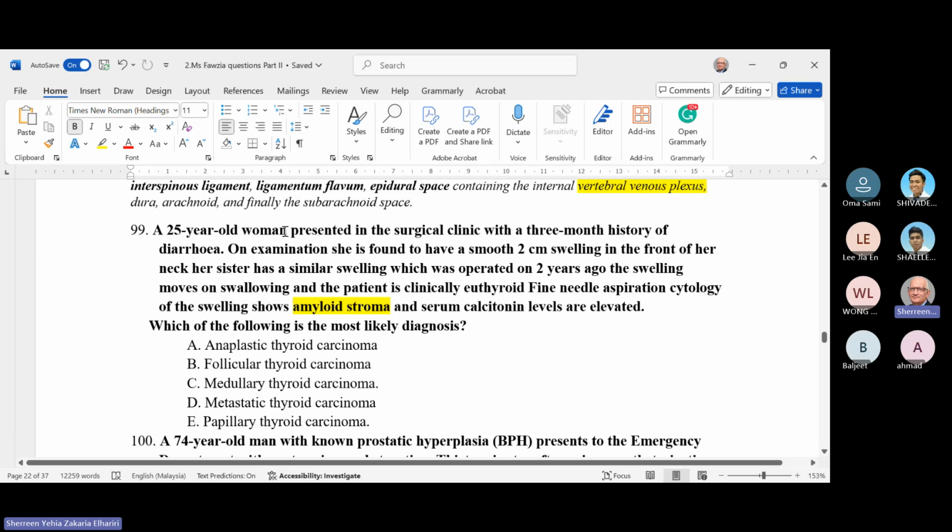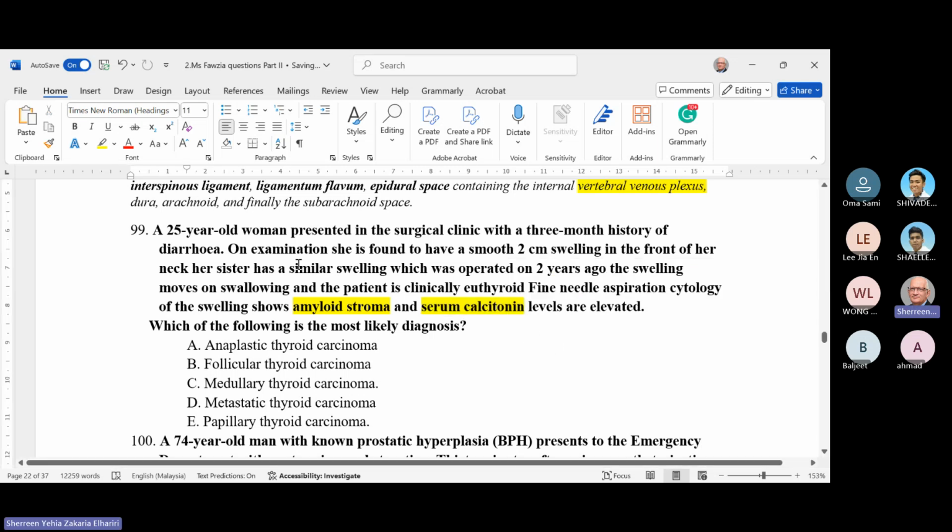It's a 25 years old woman, so she's young, presented to surgical clinic with 3 months history of diarrhea. On examination, they found a smooth 2 cm swelling in front of her neck. Her sister has a similar swelling, which was operated 2 years ago, and the swelling moves up with swallowing, so it is a thyroid. The patient is clinically euthyroid, fine needle aspirate cytology shows amyloid stroma, and serum calcitonin is elevated.